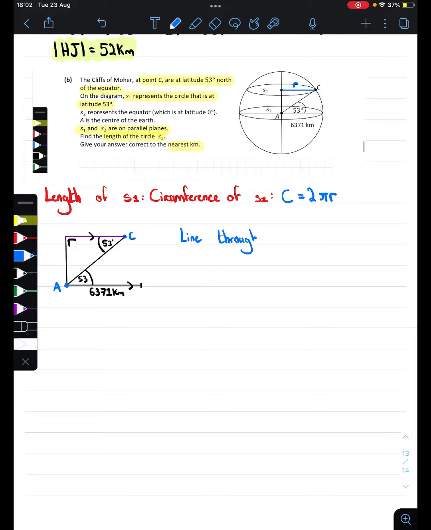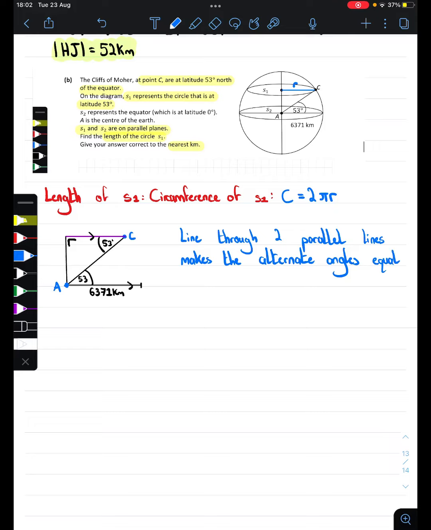A line through two parallel lines makes the alternate angles equal. One of our theorems makes the alternate angles equal.